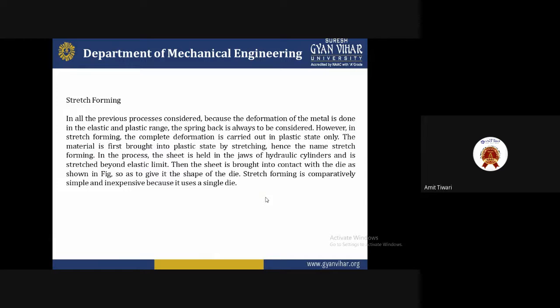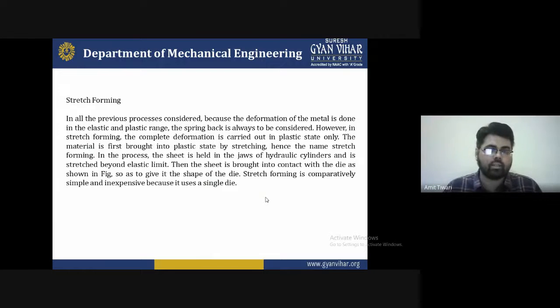Now stretch forming. We consider that in all the previous processes, the deformation of the metal is done in the elastic and plastic range, and springback is always to be considered, however, and the stretch forming.